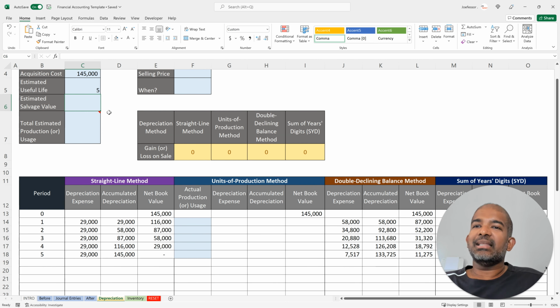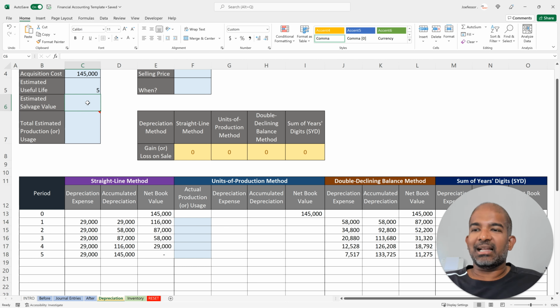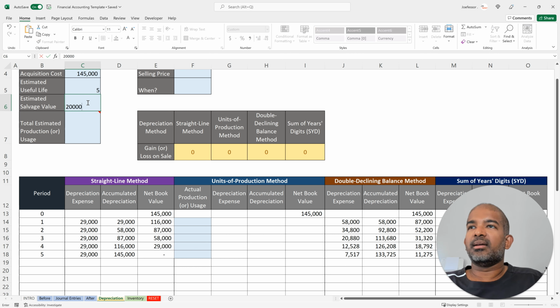You can see that because of conditional formatting, 5 cells have been highlighted in blue just because the useful life is 5. So in the case of the units of production method, you can already see that you have to input 5 numbers here to denote the actual production. The salvage value is estimated to be 20,000.